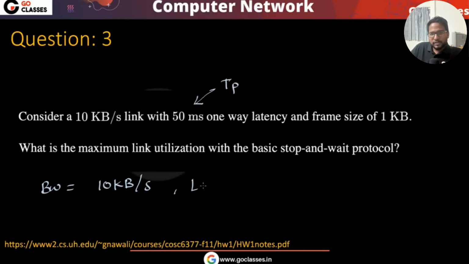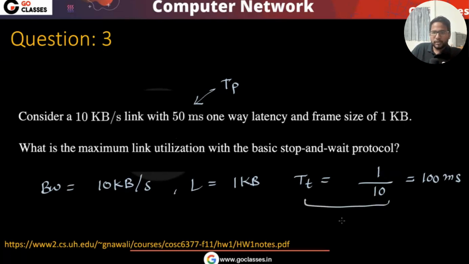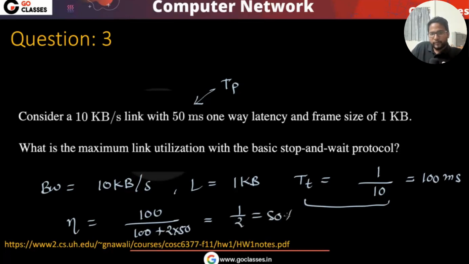And length is also given. Since the length is given to be 1 kb, I can find out the transmission time, which is length upon bandwidth. So it is 1 upon 10 seconds, because both are in kb. In milliseconds, I can write it as 100 milliseconds. Now the frame size is given, that is fine. So transmission delay is 100 millisecond and the propagation delay is 50 millisecond. Can you tell me the efficiency? Transmission delay upon transmission delay plus 2 into propagation delay. So I think it is also coming out to be half, 50%.